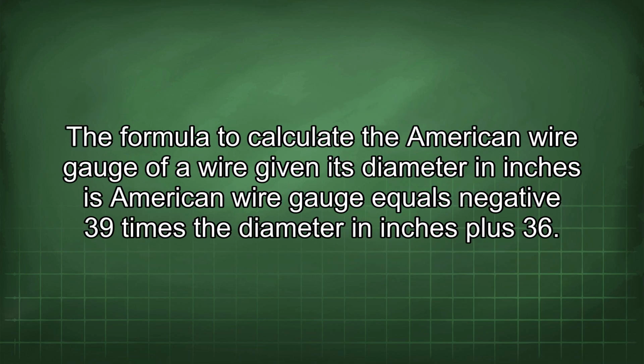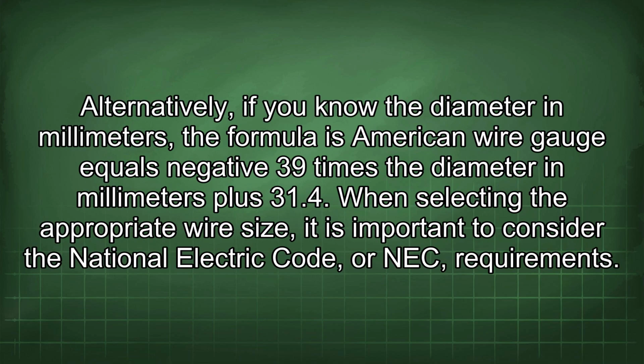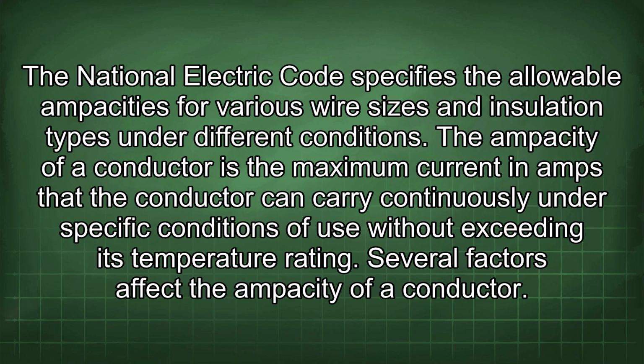The formula to calculate the American wire gauge of a wire given its diameter in inches is American wire gauge equals -39 times the diameter in inches plus 36. Alternatively, if you know the diameter in millimeters, the formula is American wire gauge equals -39 times the diameter in millimeters plus 31.4. When selecting the appropriate wire size, it is important to consider the National Electric Code, or NEC, requirements. The National Electric Code specifies the allowable ampacities for various wire sizes and insulation types under different conditions.